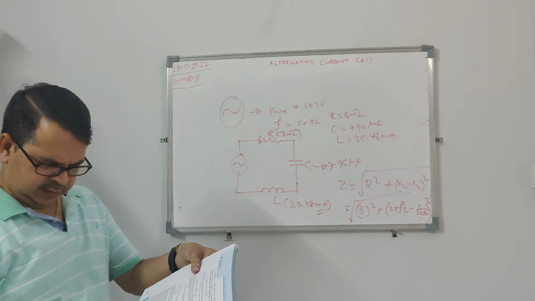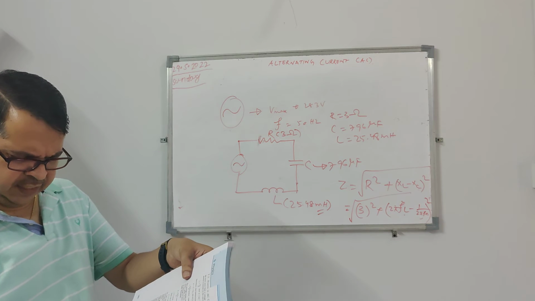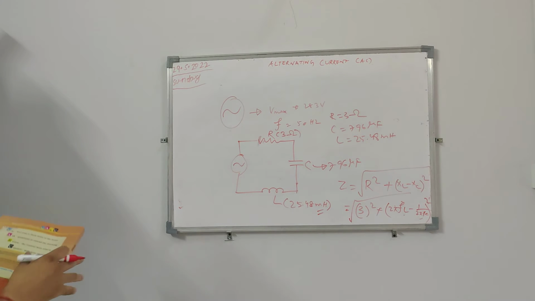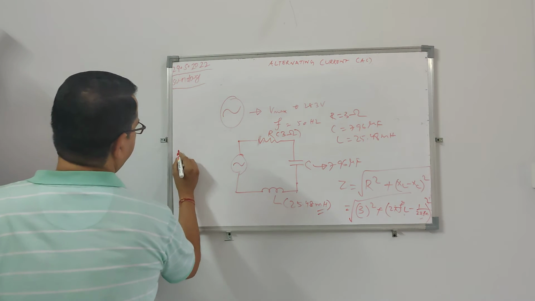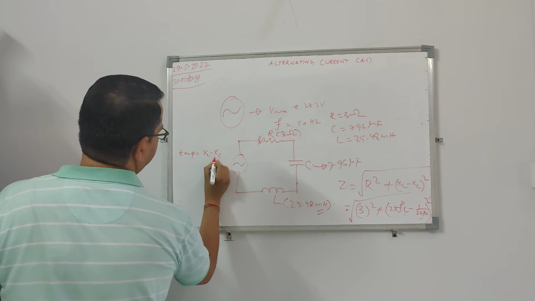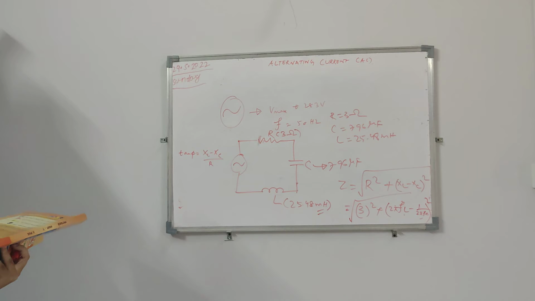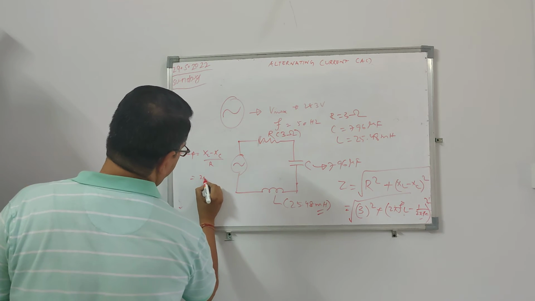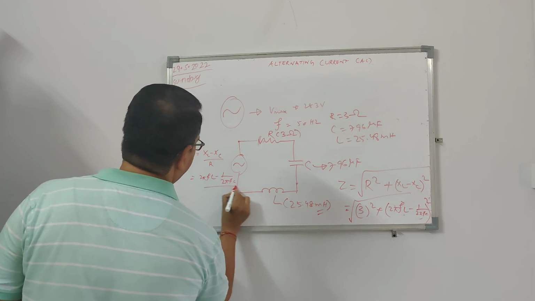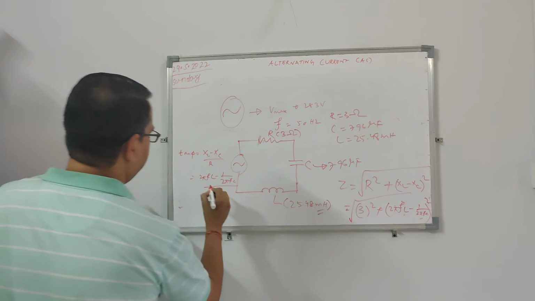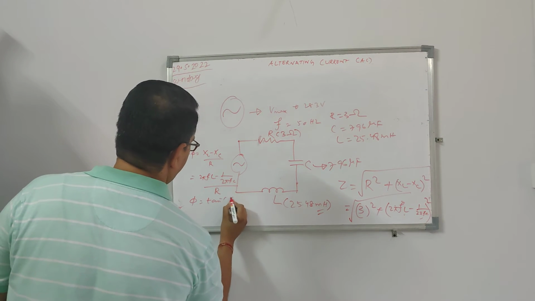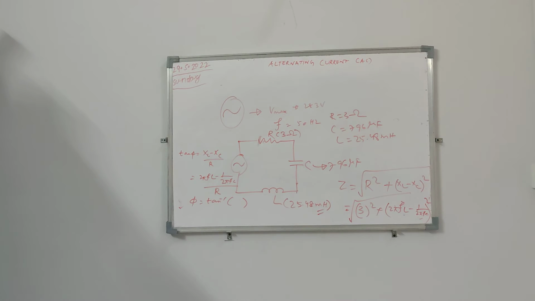The next question is the phase difference between the voltage across the source and the current. So tan phi is equal to (XL minus XC) by R. That will be 2 pi F L minus 1 by 2 pi F C, divided by my resistance R. If I know tan phi, then taking tan inverse of this term gives phi. So that is the second part.